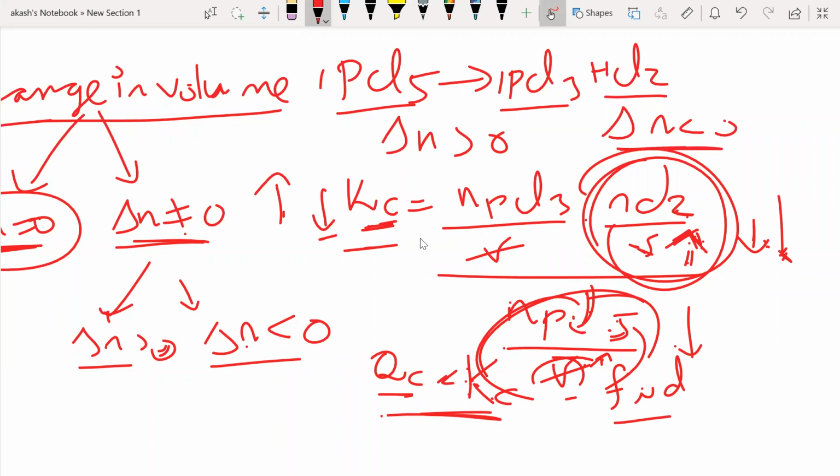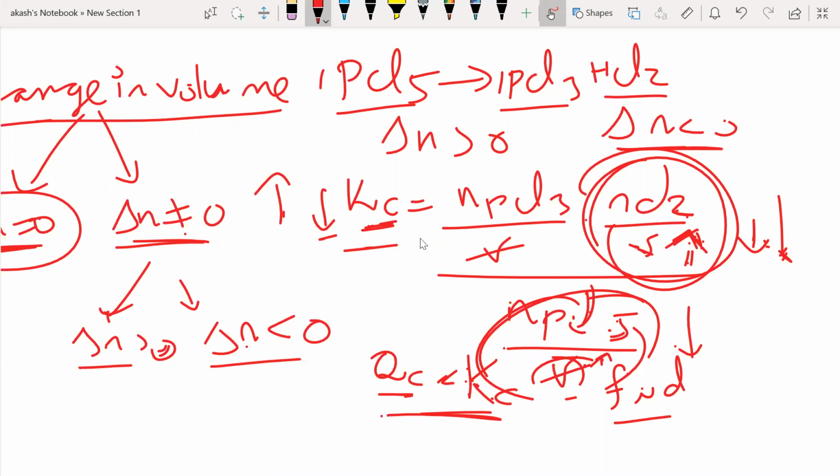And if you ask me, sir, do I have to remember all this? Is there any shortcut which I can remember? Absolutely. We have one shortcut and I'm going to give you that. Please take down the shortcut. This is only for increase in volume, okay? Decrease in volume will be exactly opposite.